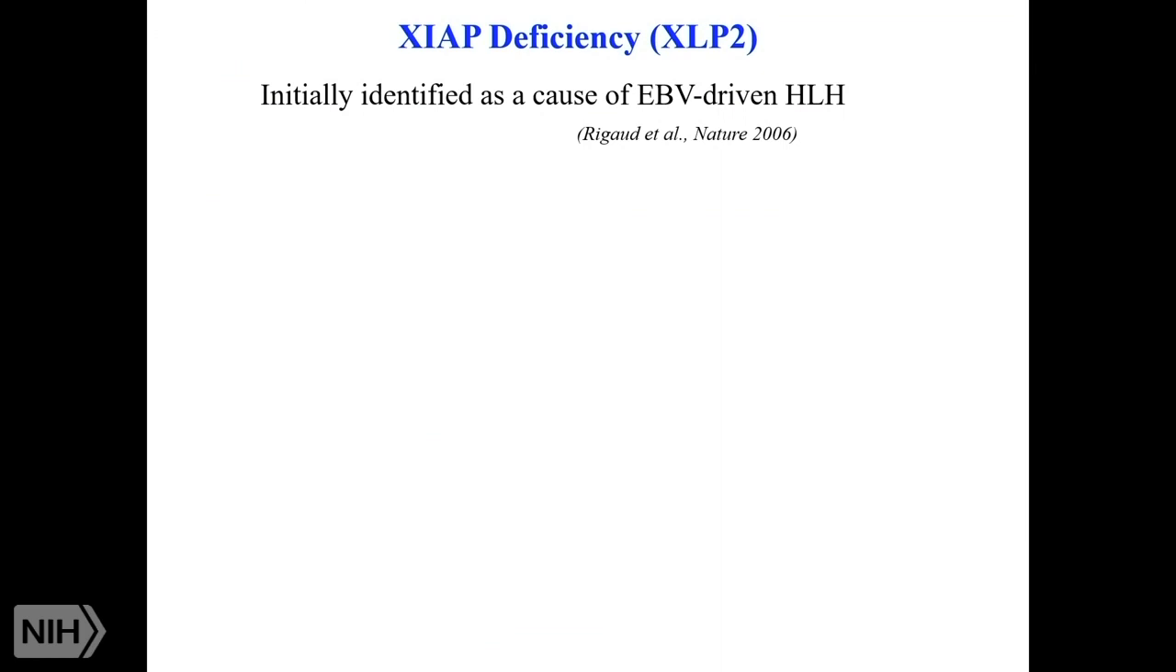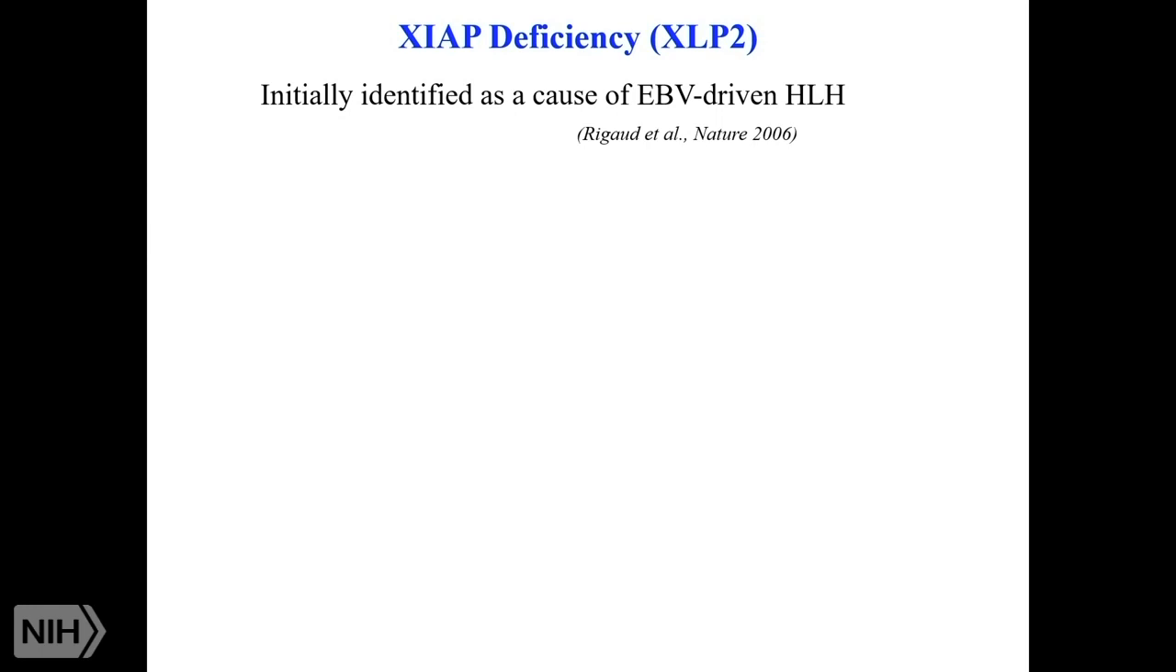XIAP deficiency, it's another very interesting inflammatory disorder. It's also known as X-linked lymphoproliferative disease type 2. And when this disease was actually discovered, it was discovered as an EBV-driven lymphoproliferative process leading to HLH. Unlike XLP1, these patients are not prone to lymphoma, but they're very prone to EBV-driven hemophagocytic lymphohistiocytosis.